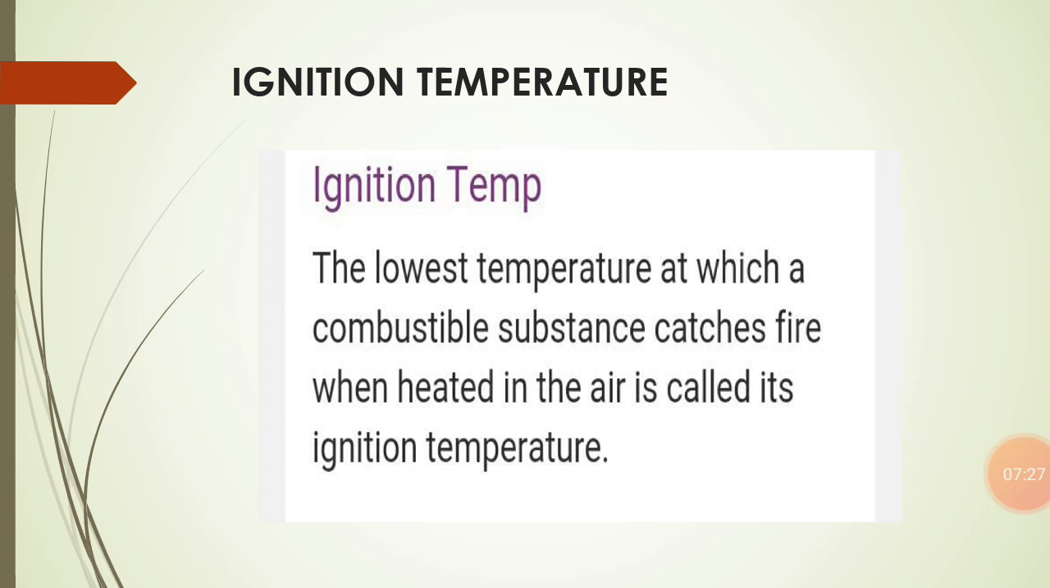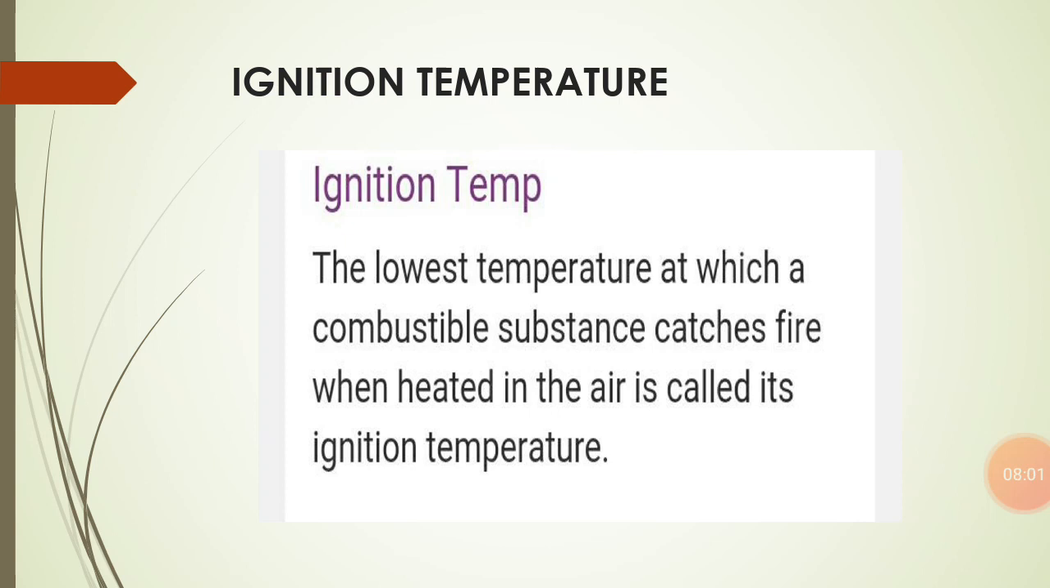For example, the ignition temperature of white phosphorus is 35 degrees Celsius, so it catches fire on slight heating. The ignition temperature of red phosphorus is 260 degrees Celsius. Therefore white phosphorus is kept immersed in water, because when it comes in contact with air, it catches fire. That's why it is kept immersed in water, and red phosphorus is stored in ordinary bottles. So this is about the ignition temperature.